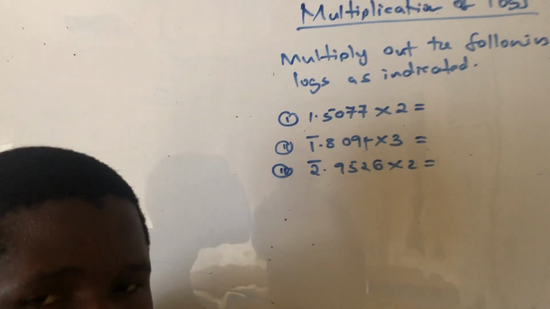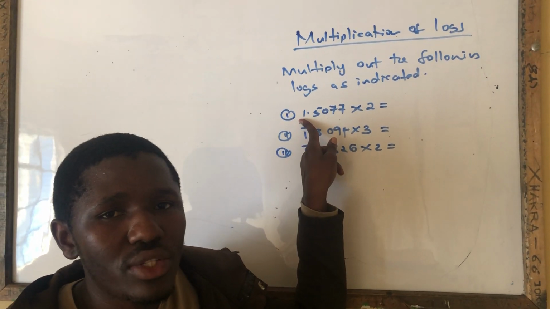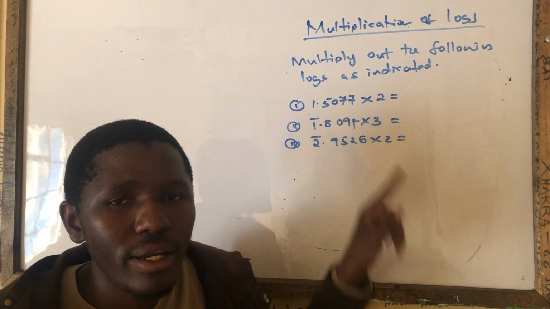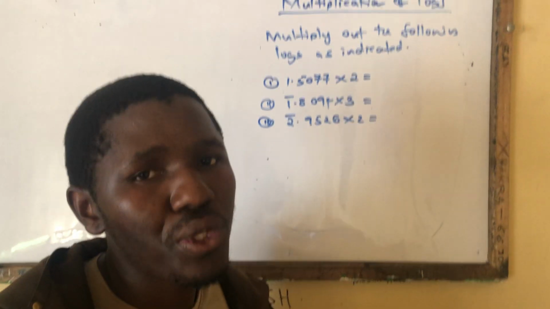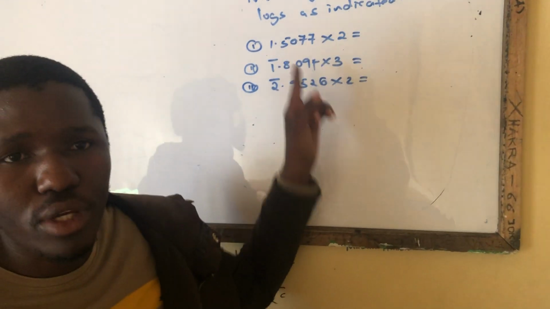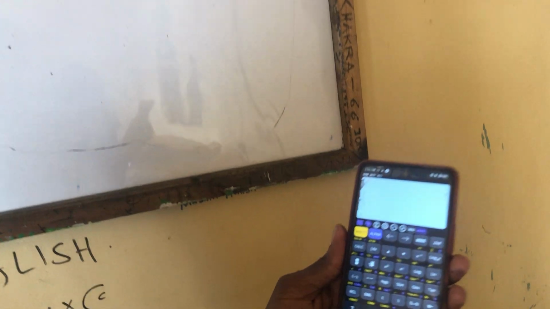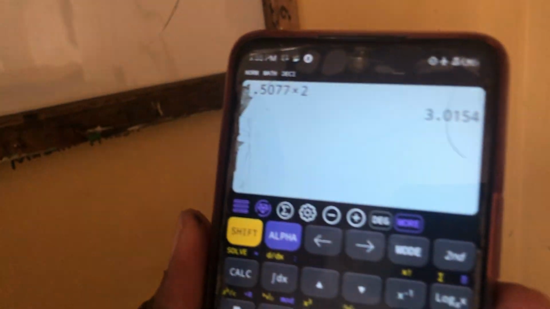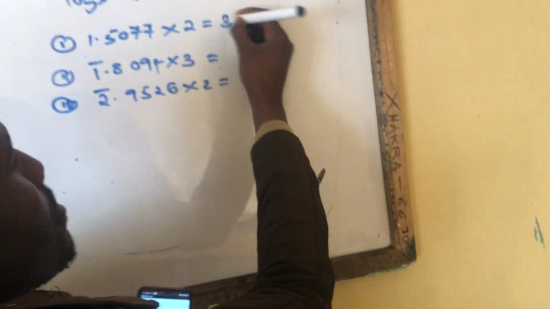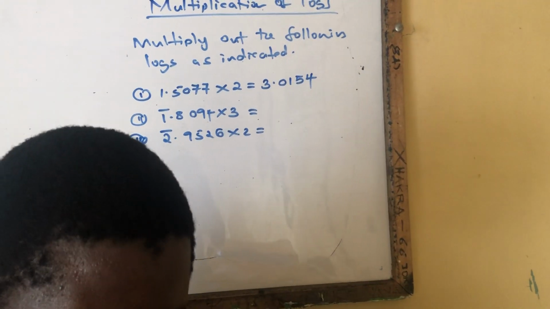Once again, take note, where the characteristic does not carry a negative, the student is allowed to engage a calculator. So for the first one, being a positive, we are going to engage the calculator in the multiplication. So we'll take 1.50 multiplied by 2. The calculator is giving us 3.0154.